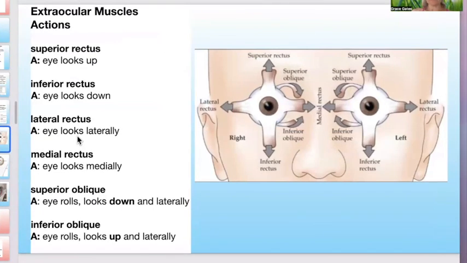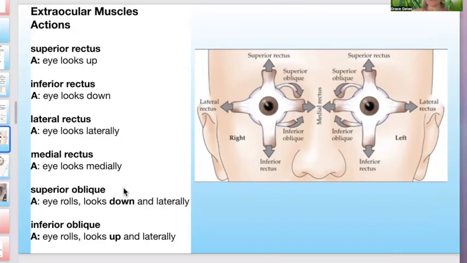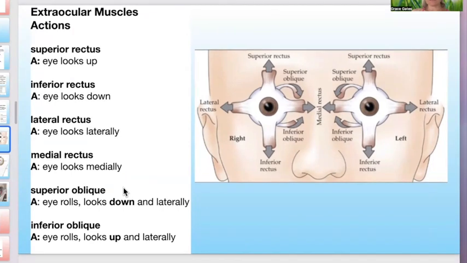Now, the actions of the muscles are all different. The superior rectus makes the eye look up. The inferior rectus makes the eye look down. The lateral rectus makes the eye look laterally, and the medial rectus makes the eye look medially. The superior oblique makes the eye look down and laterally, and the inferior oblique makes the eye look up and laterally.